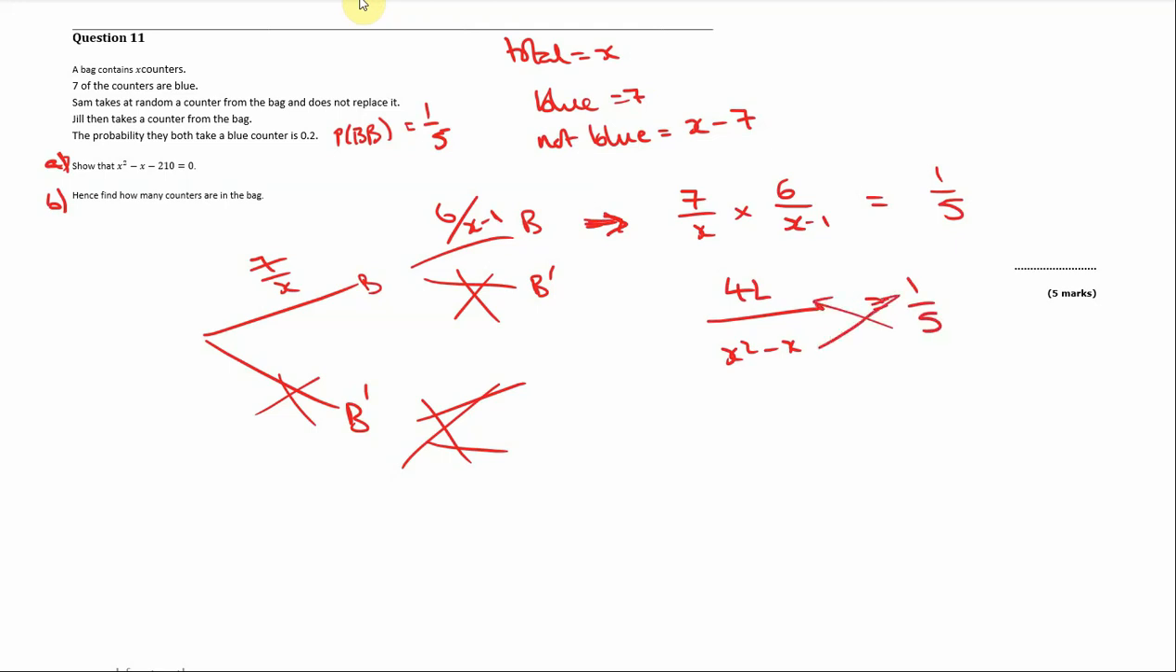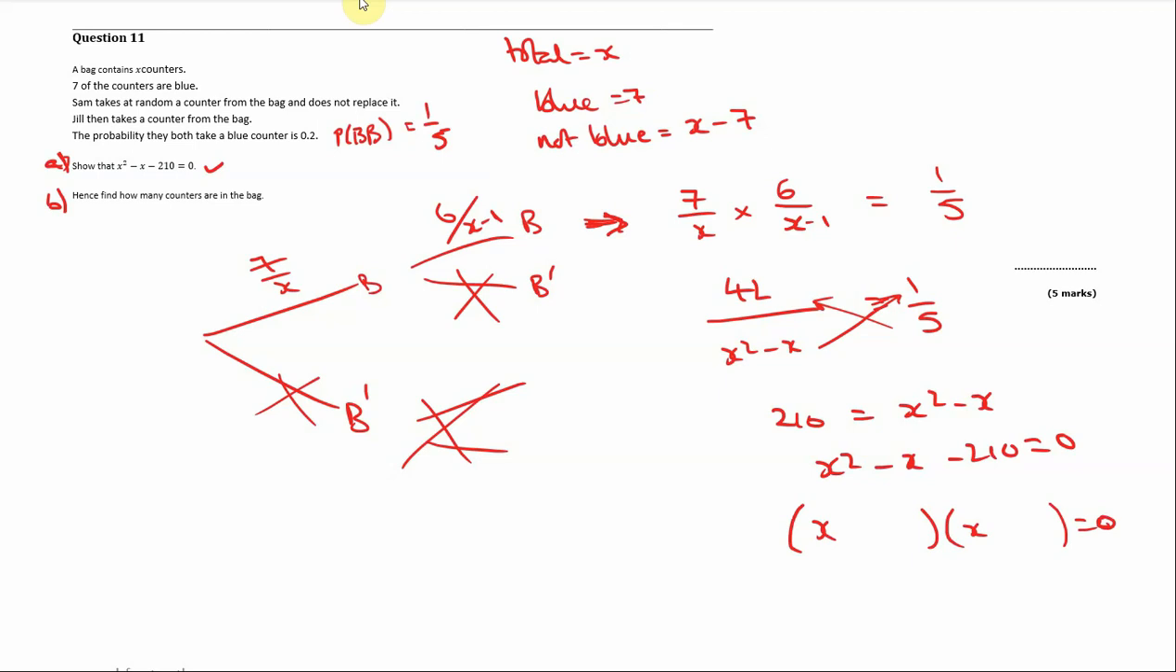Cross multiply. We seem to get this in all of these questions. So 42 times 5 is 210. That equals X squared minus X. So X squared minus X minus 210 equals 0. Spot on. That was a nicer one compared to the others. And hence solve.